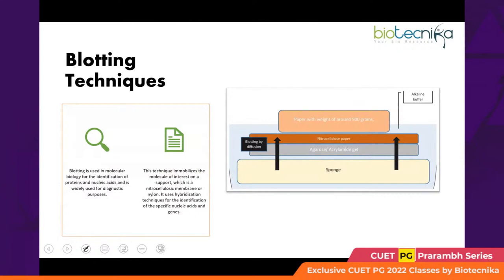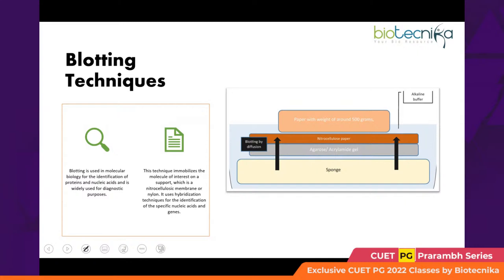Next we are moving on to blotting. So guys, 45 minutes of our session are already over, and we are still at blotting. We have to cover PCR also. So let's start. Now, what is blotting?